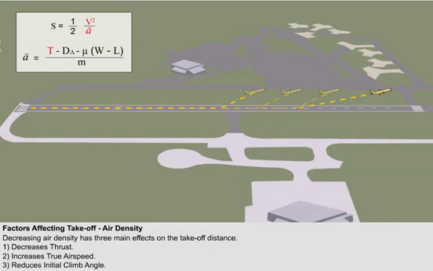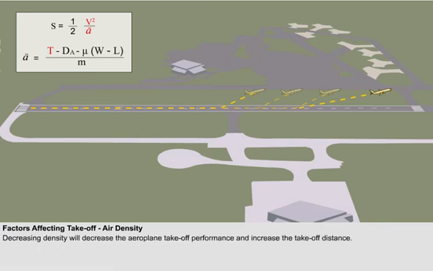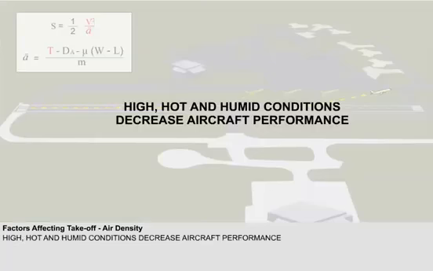Since aeroplane performance is affected by the air density, it is important to understand and anticipate what conditions lead to changes in air density and thus airplane performance. Although the full explanation is outside the scope of this course, high temperatures, high altitudes, and high humidity will all decrease the density of the air, and therefore decrease the takeoff performance. A useful statement to memorize is that high, hot, and humid conditions decrease aircraft performance.